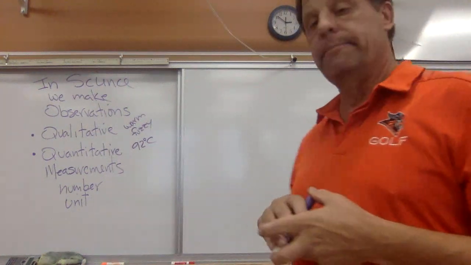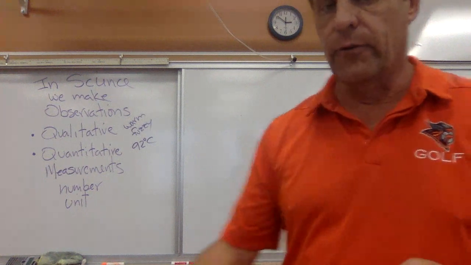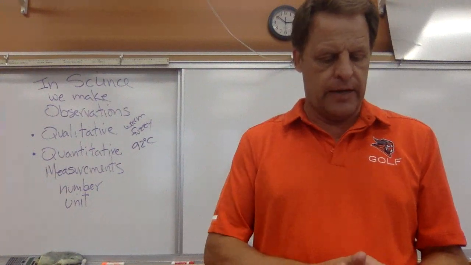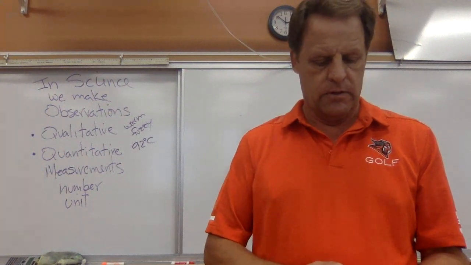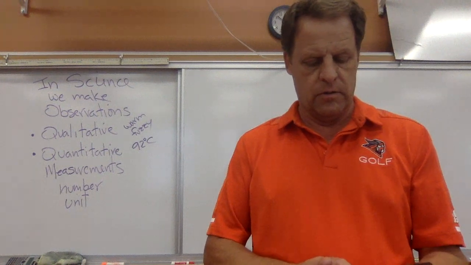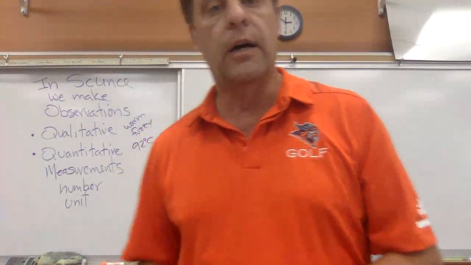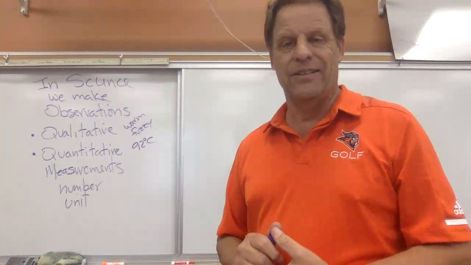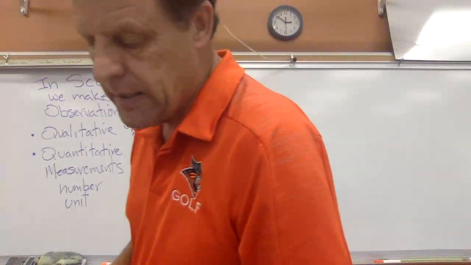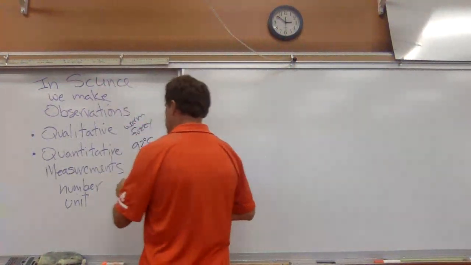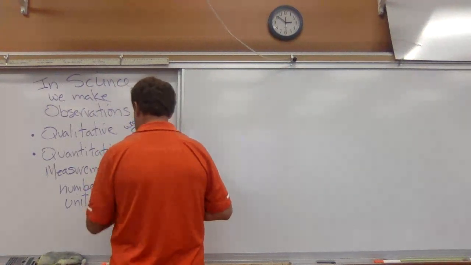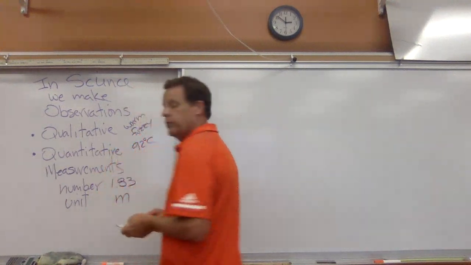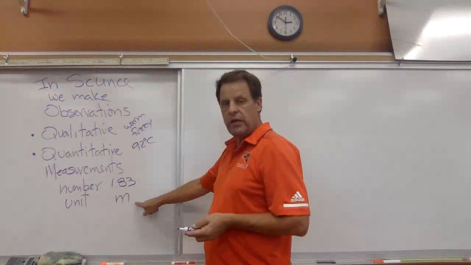So when we have, for example, I have a height of 6 feet. Now that 6 feet is about 1.83, and then the unit would be meters. Okay, so that has a number and a unit.